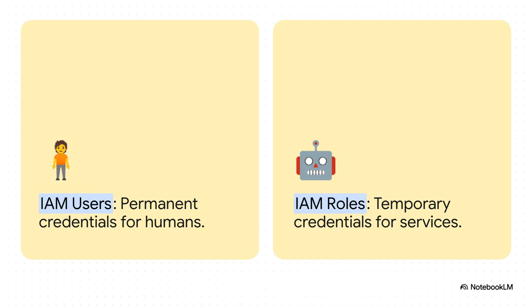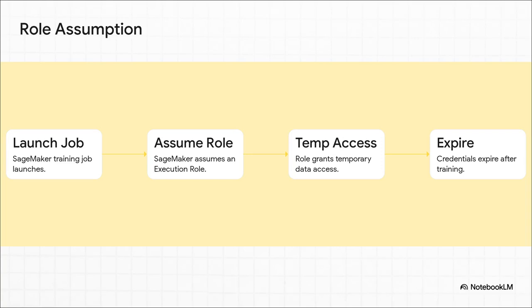Instead, they need a temporary guest badge to do their work securely. And that is exactly what an IAM role is. Temporary, automatically rotating security credentials that a service can simply assume. Let's walk through a real-world AI workflow just to see how seamlessly this all comes together.